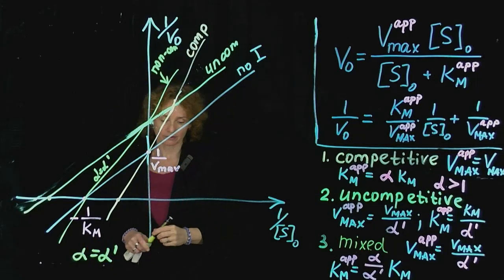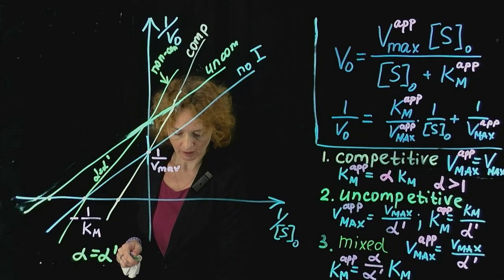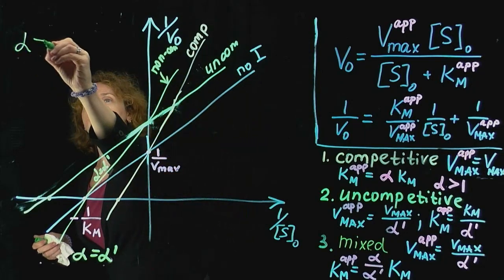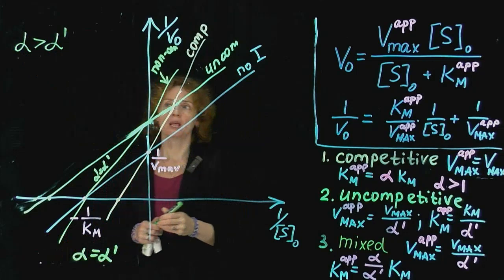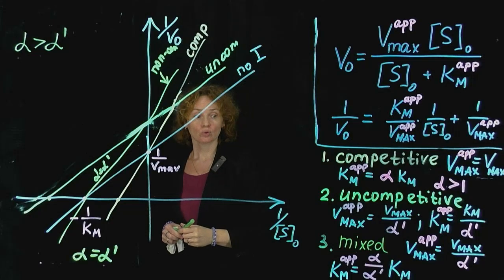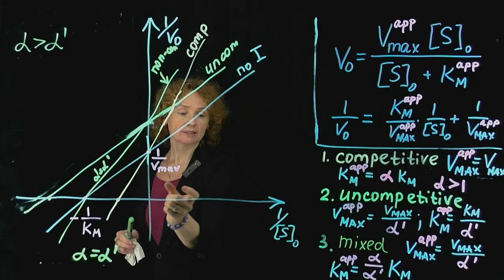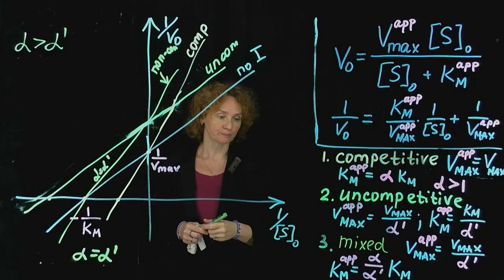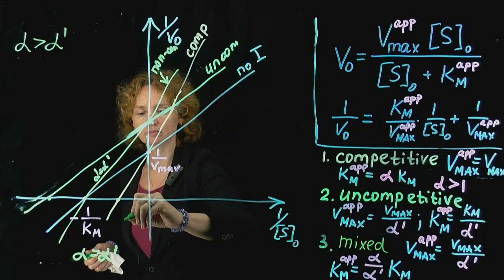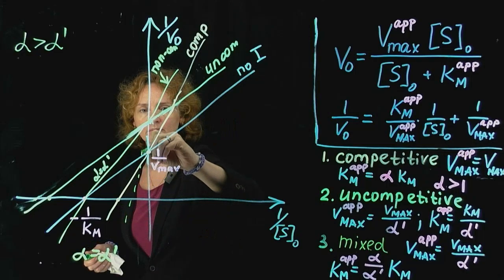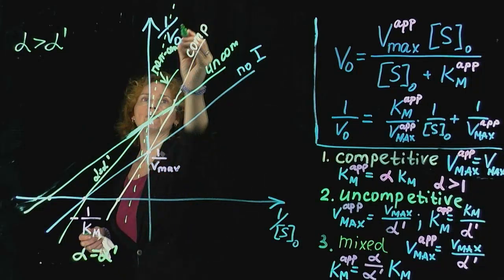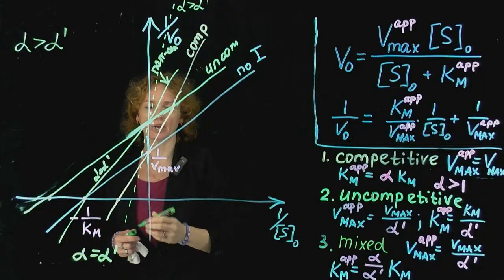If I have alpha higher than alpha prime, so alpha is higher than alpha prime, then my Km will be increased. And so the x-intercept, its absolute value, will be decreased. So I'll have something like that. Right? That's alpha higher than alpha prime.